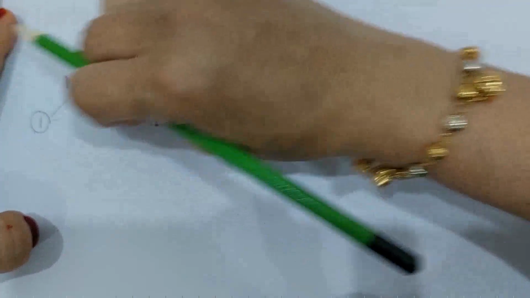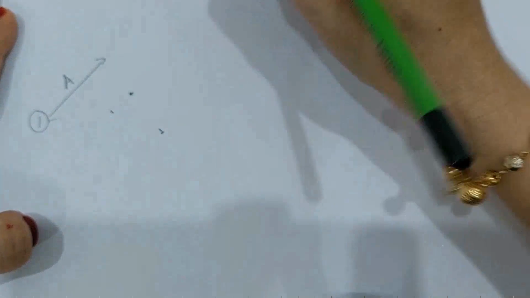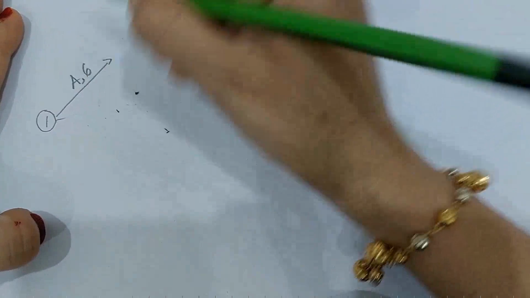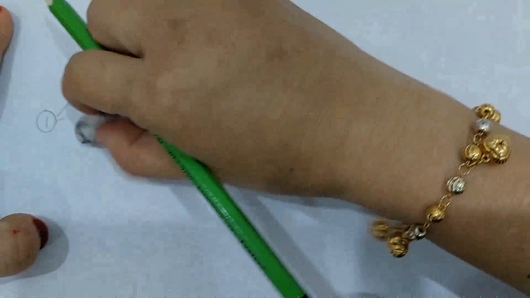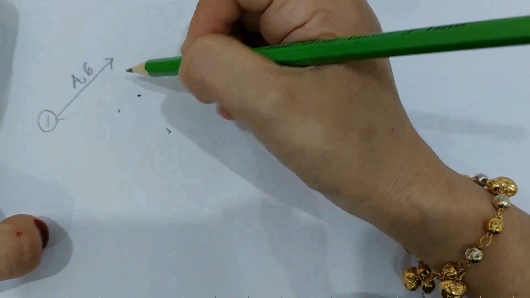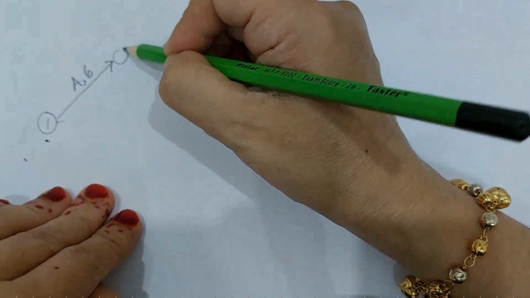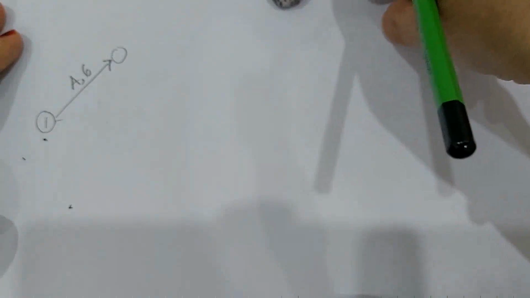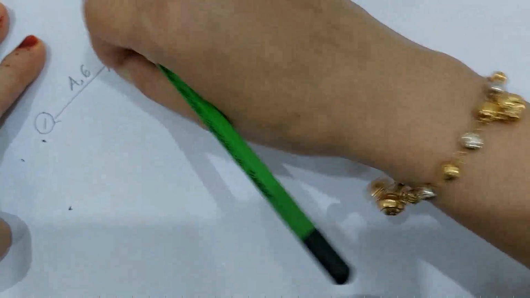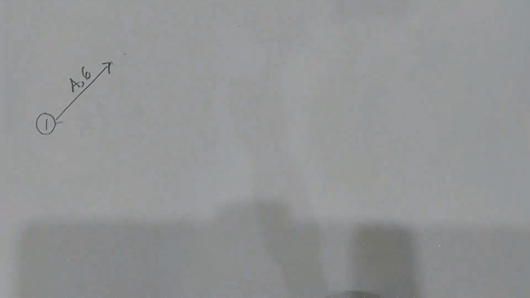So A takes 6 weeks, so 6 will be written next to A. When you draw, make sure that your arrow is hanging like this. Don't close it at the end. If you put an ending node at the end, you will get stuck. So let it hang like this, hanging lines or hanging arrows. Now we proceed to the next activity.